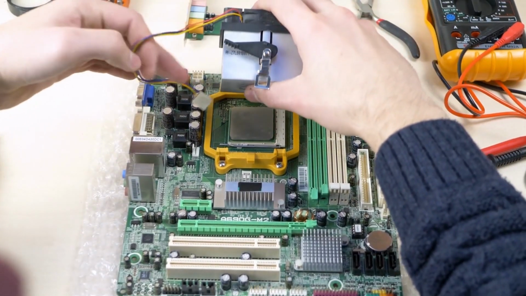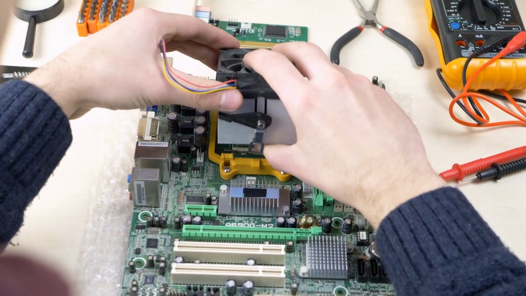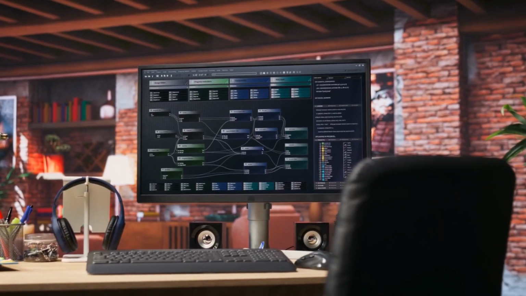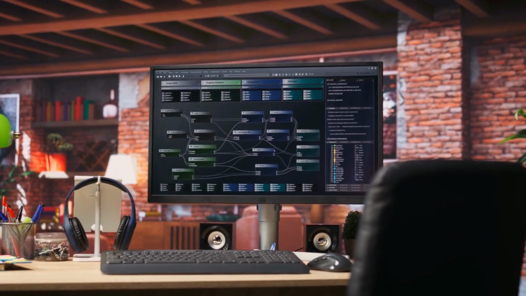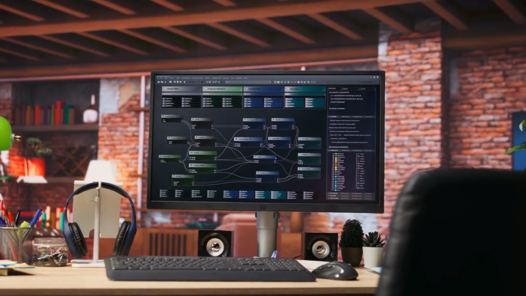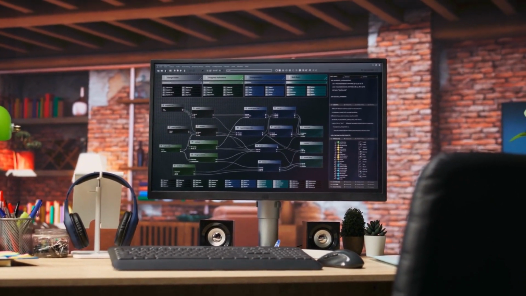NVMe SSDs also tend to come with DRAM cache and more powerful controllers, further enhancing their capabilities. It's the reason high-end desktops, gaming rigs, and even modern laptops prioritize NVMe drives. They unlock the full potential of NAND flash.